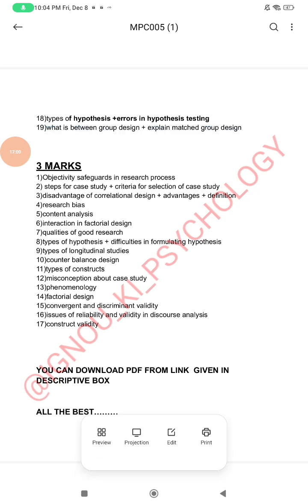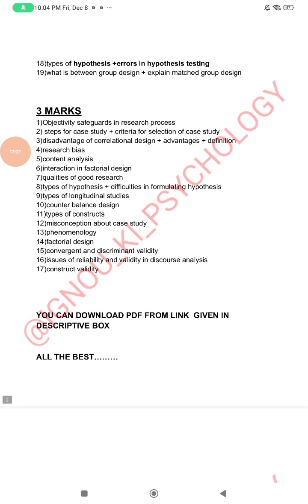What is between group design? Explain the matched group designs. In between group design, we have seen there are two groups, that is treatment group and control group. In this way, you have to explain how both are related, and how we derive any conclusion from the observation of these two groups. This you have to explain.